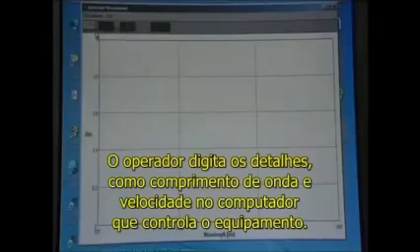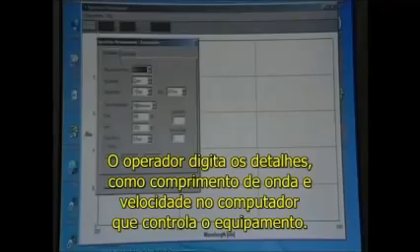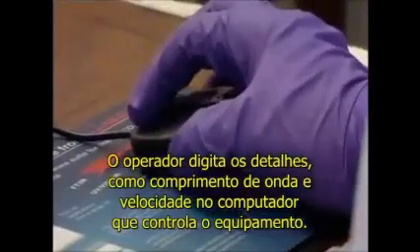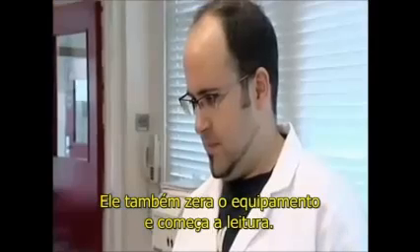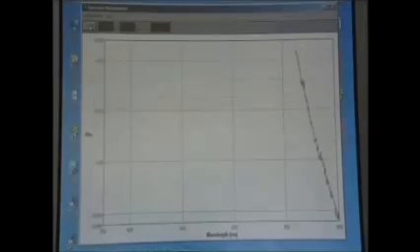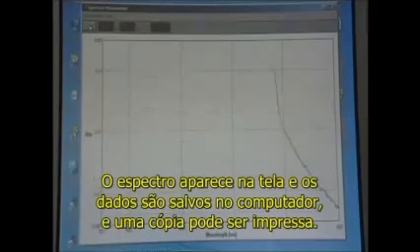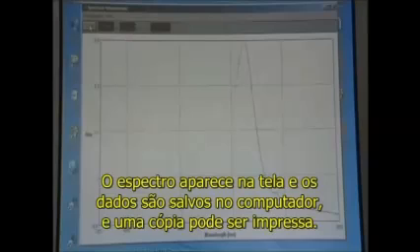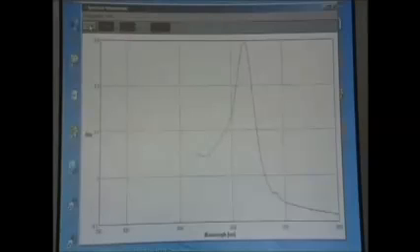The operator types details, such as the wavelength range required and scanning speed, into the computer that controls the instrument. He also zeroes the instrument at a point where the sample does not absorb and then starts the scan. The spectrum appears on screen. The data is saved on the computer and a hard copy can be printed.